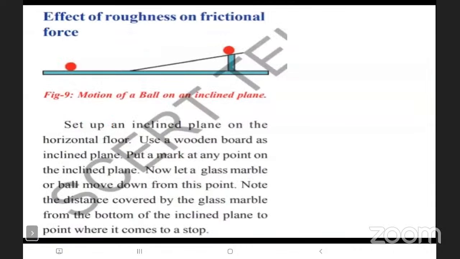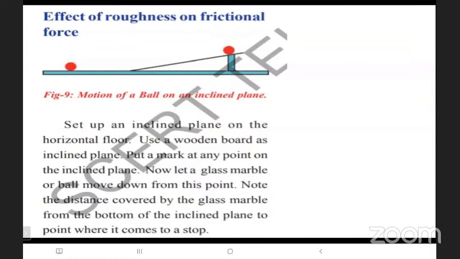Okay, now next one. Effect of roughness on frictional force.